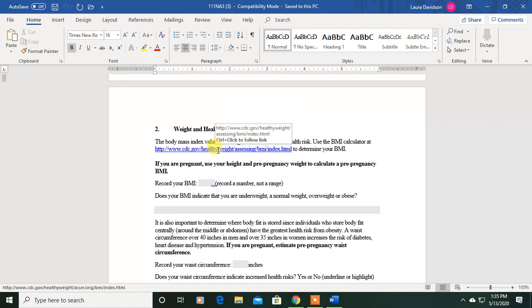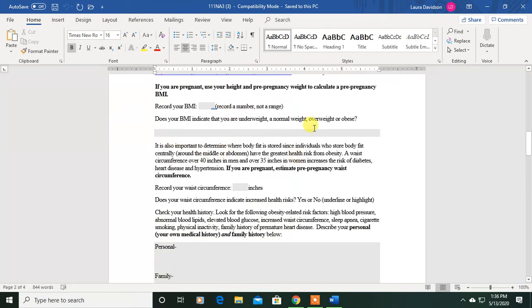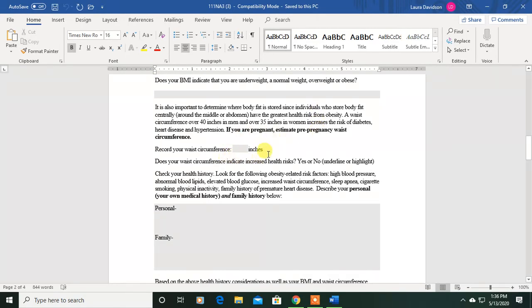If you are entering your height in all inches, you need to convert your feet to inches first. So 5 feet 4 is not 54 inches. It's 5 times 12, 5 feet, that's 60, plus another 4. So do be careful about that. You're going to record your BMI, tell me what it means, and that is in your textbook as well as on the calculator. You're going to record your waist circumference, and we'll talk about that in the lecture.